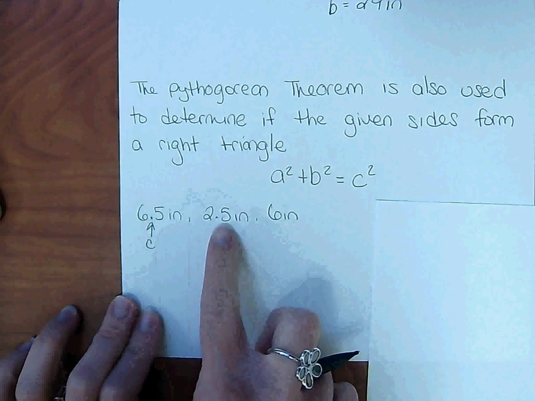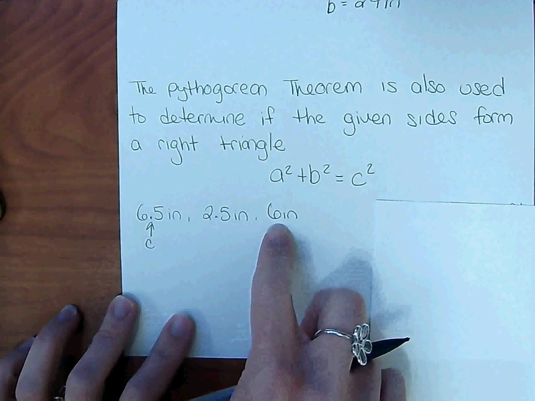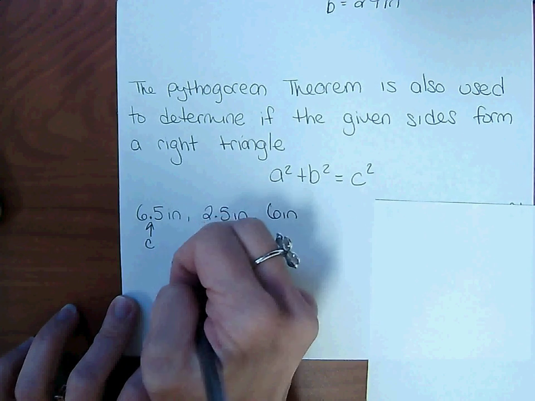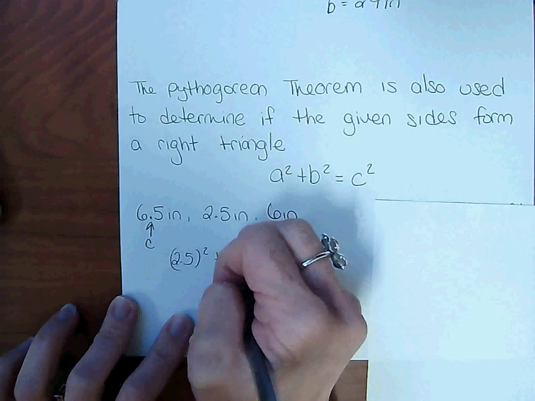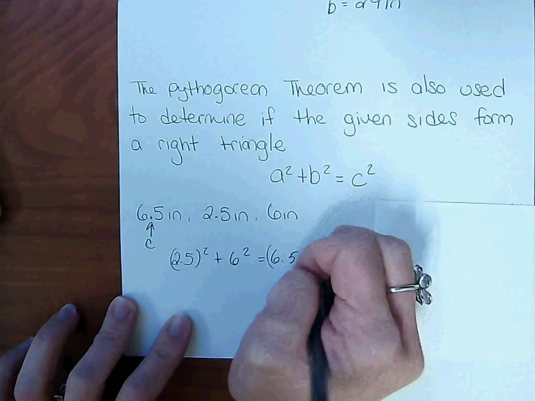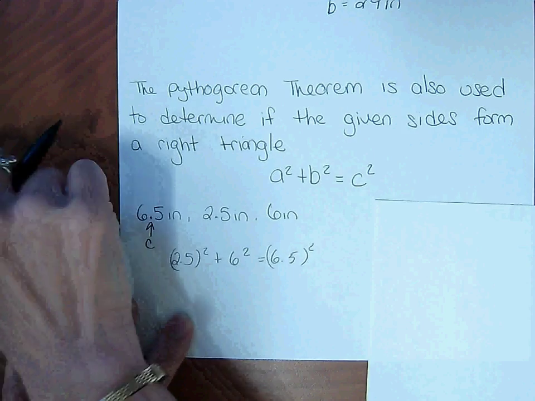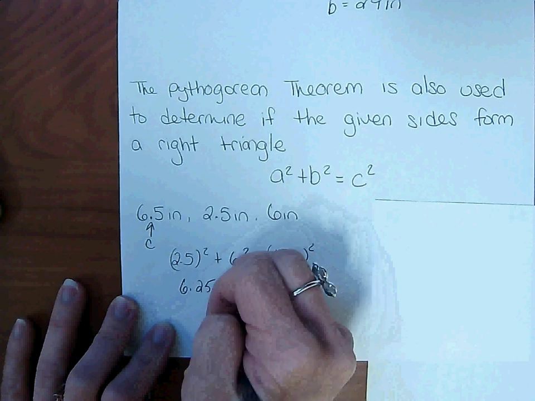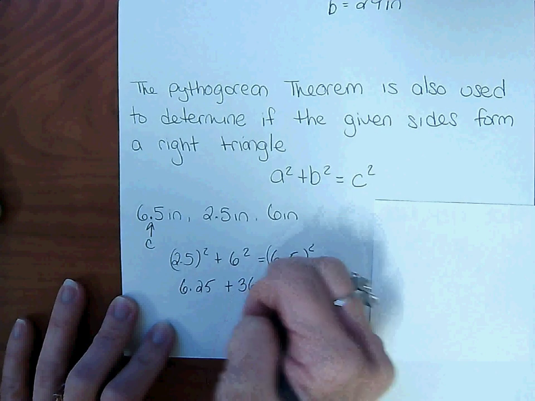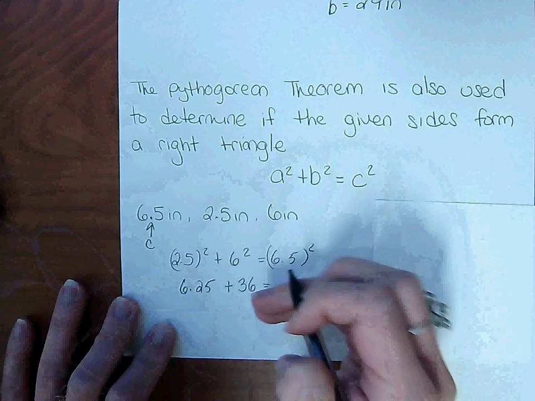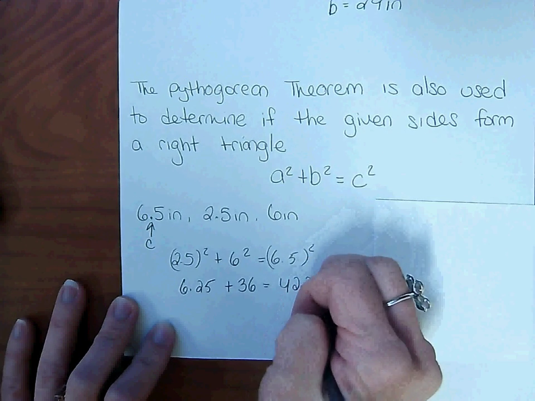2.5 and 6, it doesn't matter which one goes in for A or which one goes in for B. So 2.5 squared plus 6 squared equals 6.5 squared. 2.5 squared is 6.25 plus 6 squared is 36 equals 6.5 times 6.5 is 42.25.